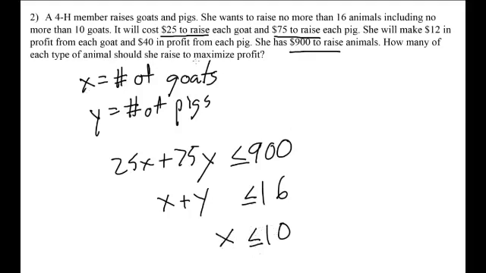All right, so then we want to maximize profit. So we know that our objective equation, our z equals equation, is going to be talking about profit. And so in this case, she will make $12 in profit from each goat, so that's 12x, and $40 in profit from each pig, so that's 40y. And so this is how we would set up this problem.